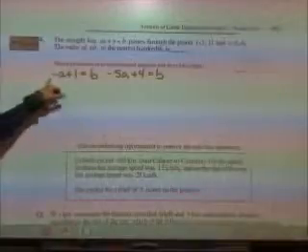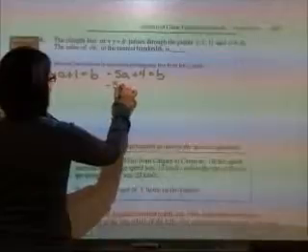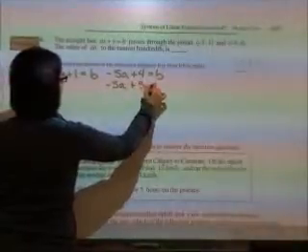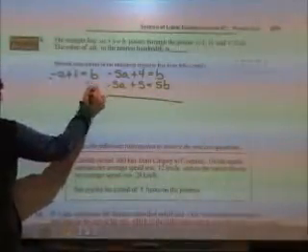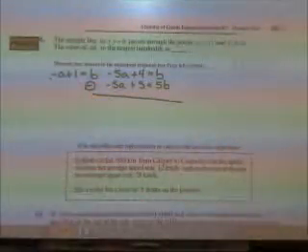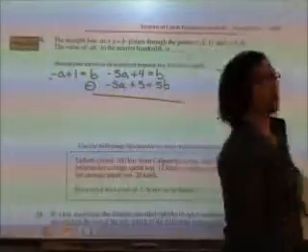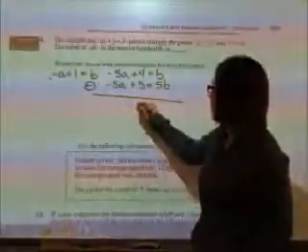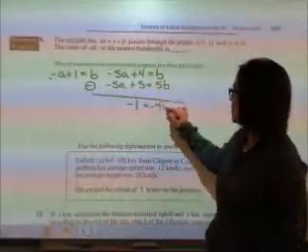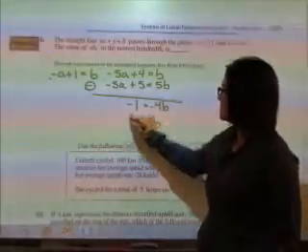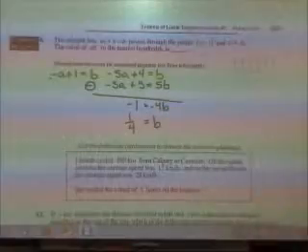So if I multiply this equation by 5, I would get -5a plus 5 equals 5b. If I subtract, I get -5a minus -5a is 0, 4 minus 5 is -1, and b minus 5b is -4b. So I get that b equals 1/4.